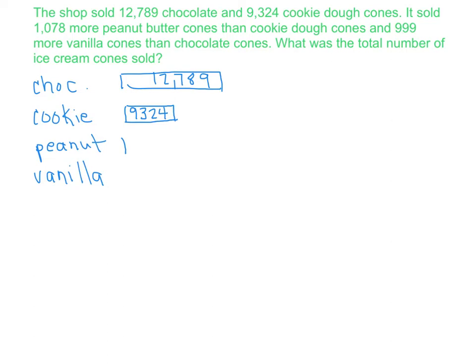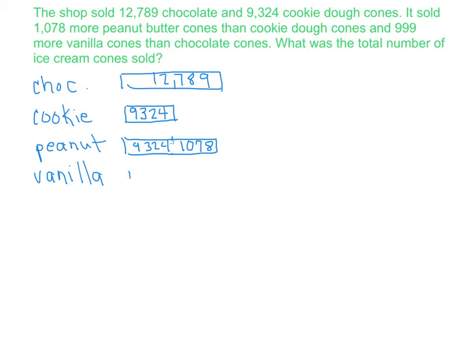So I will give peanut butter the same size box as the cookie dough, and I know that that's 9,324, but it sold this 1,078 more. So I'm going to have to get those 2 parts and put them together to find the total peanut butter. The vanilla, it says, was 999 more than the chocolate.